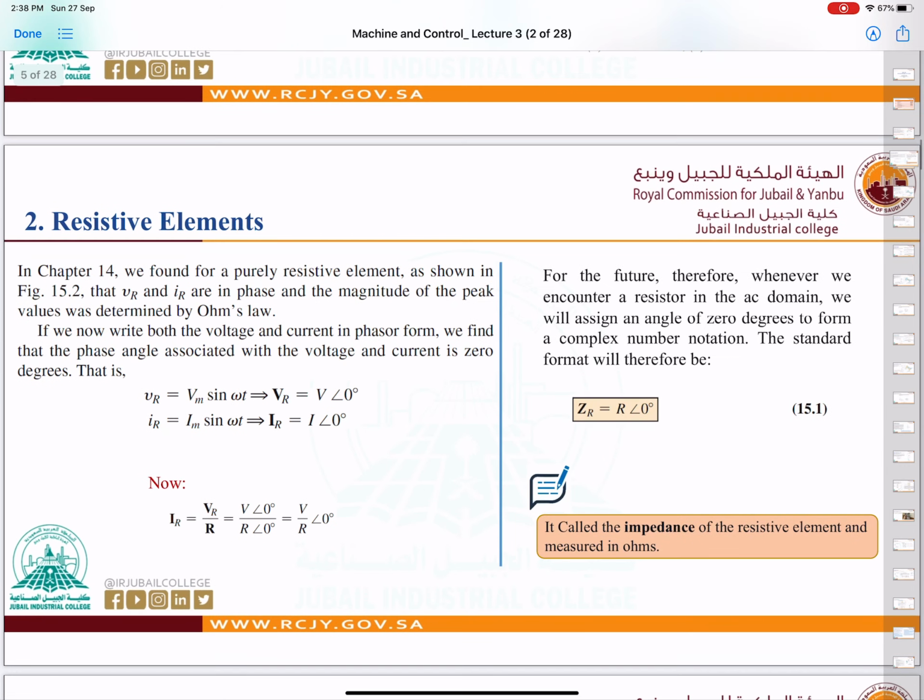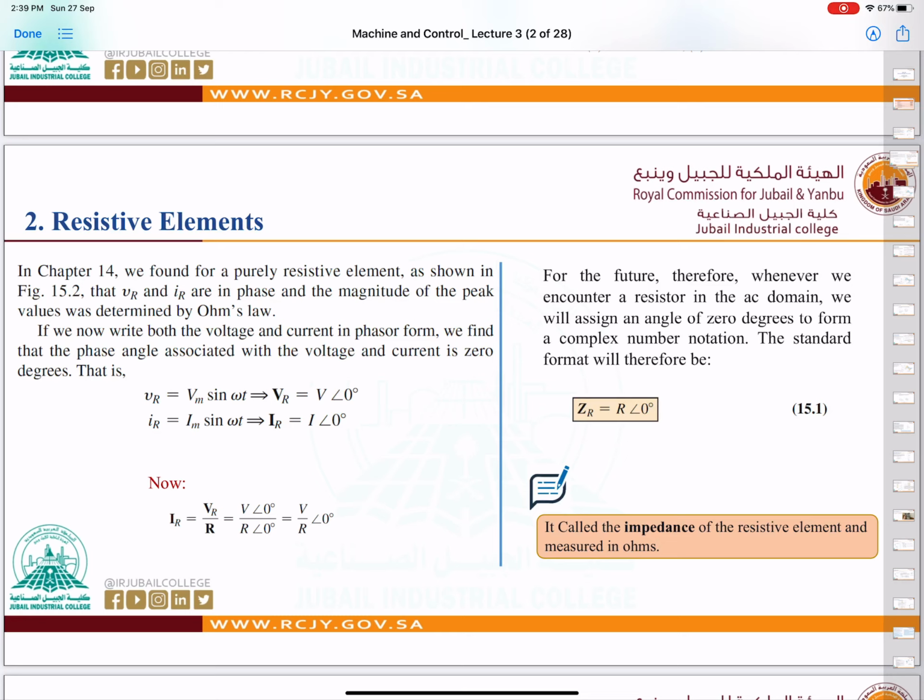Now, in the previous lectures, we already talked about the resistive element. In chapter 14, we found for a purely resistive element, as shown in figure 15.2, okay, that VR and IR are in phase, and the magnitude of the peak values was determined by Ohm's law.